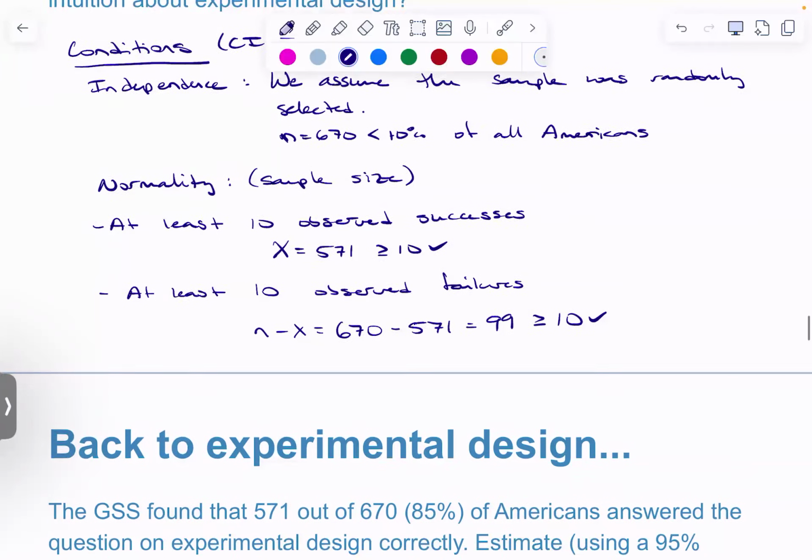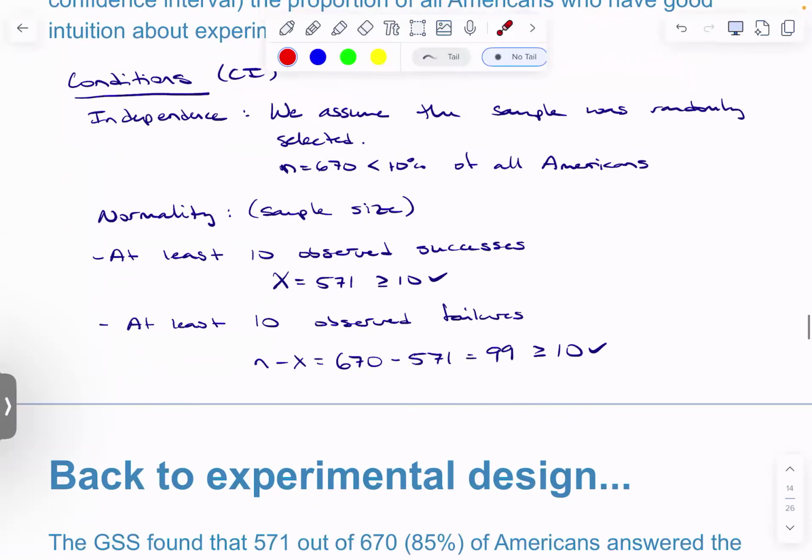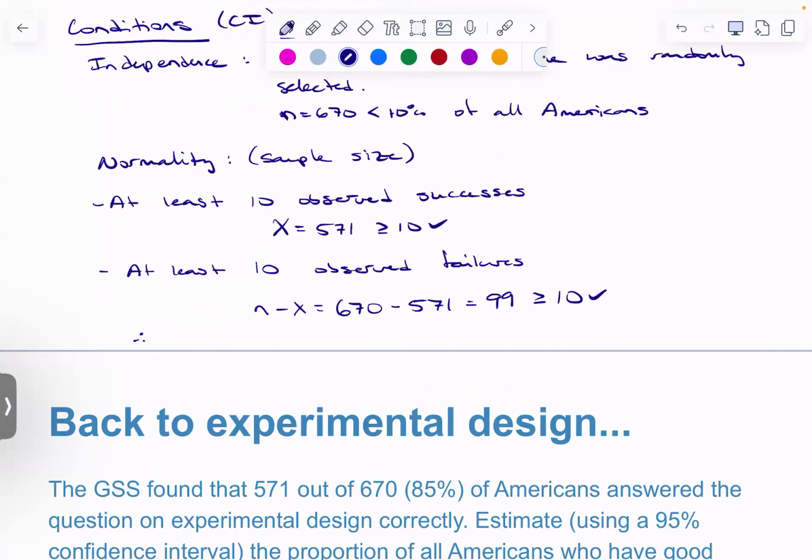If you prefer, you could have still used n times p hat, 670 times 0.85, right? But because the 85% is rounded, you would get not a whole number. And in this case, we have x, so you may as well use it. But if you always want to use the same method, then you could use n times p hat and n times q hat. But here, therefore, the conditions for inference are satisfied.